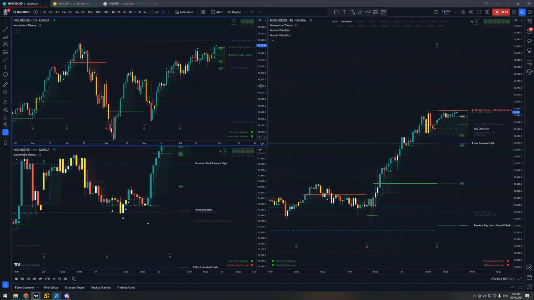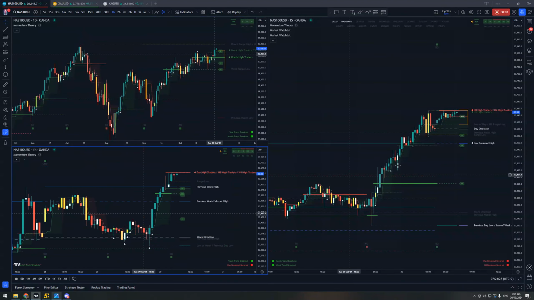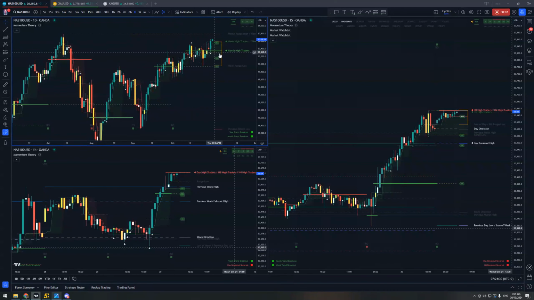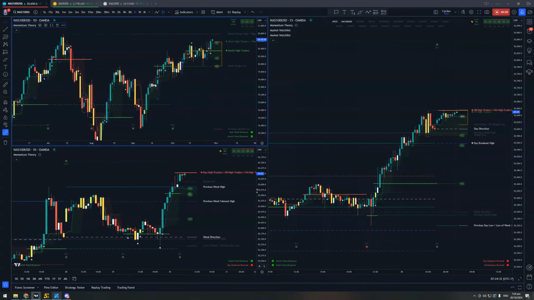Okay, New York session done. Took a few trades. Took one on NAS. Hard time frame breakout levels all bullish. We broke out above previous month highs, so monthly traders are in breakout.